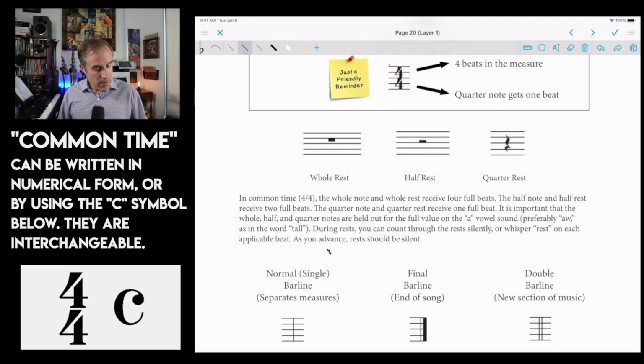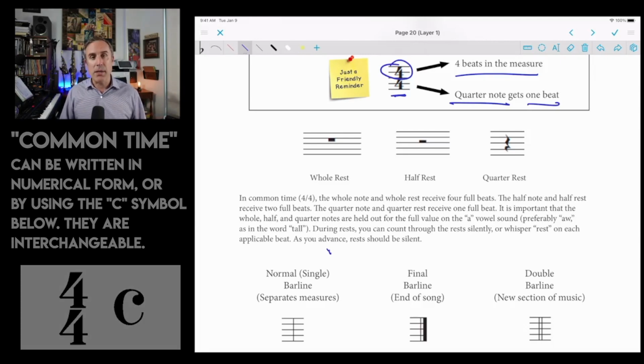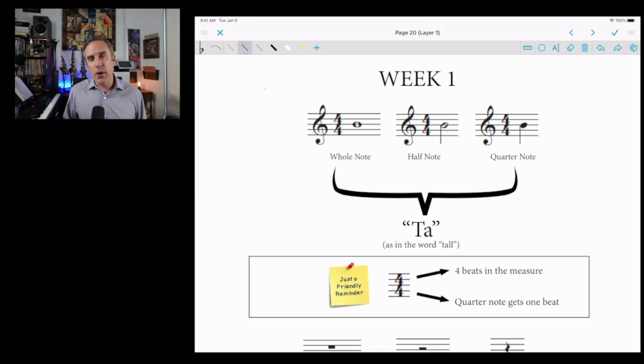The top number in 4/4 means that there are 4 beats in the measure. The bottom number, another 4, represents a quarter note. That's telling us that the quarter note will receive 1 beat. Therefore, the 4/4 time signature means that there are 4 beats in every single measure, and that the quarter note receives 1 beat.